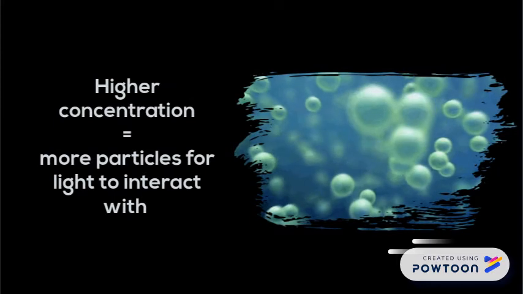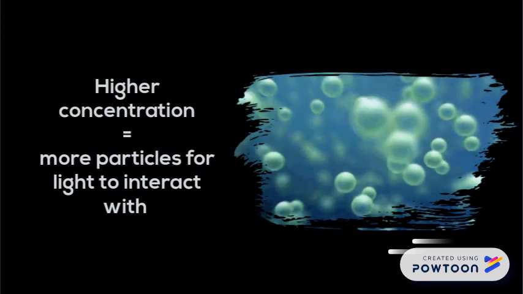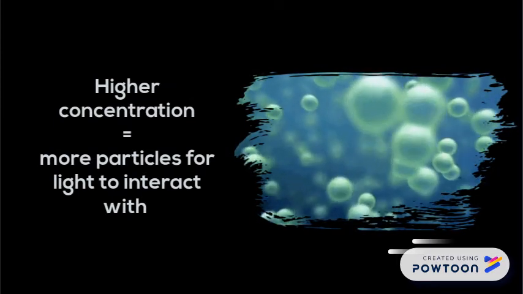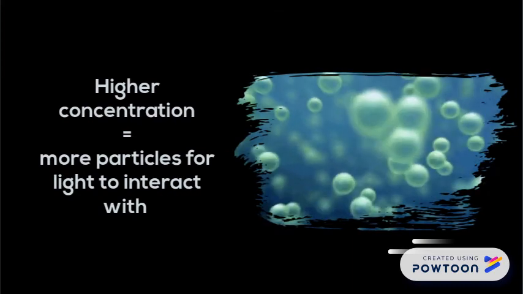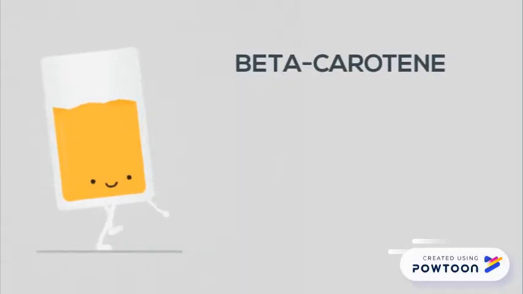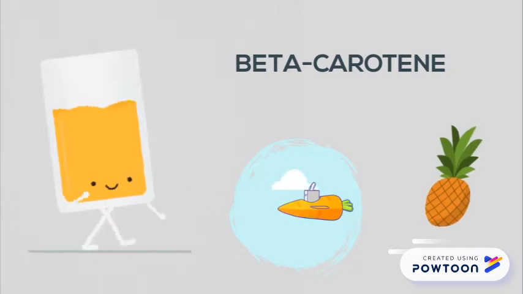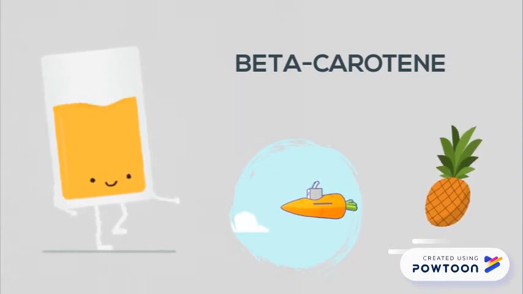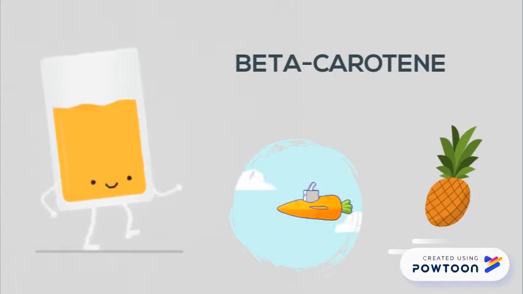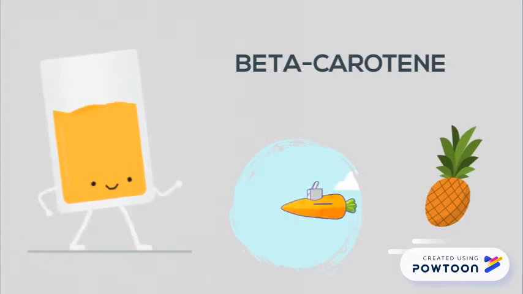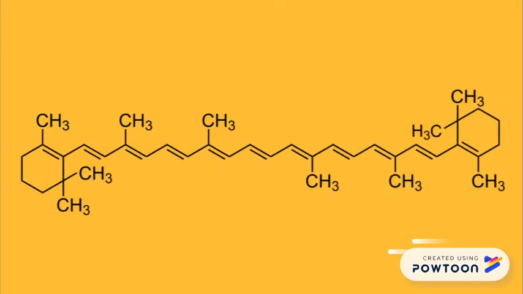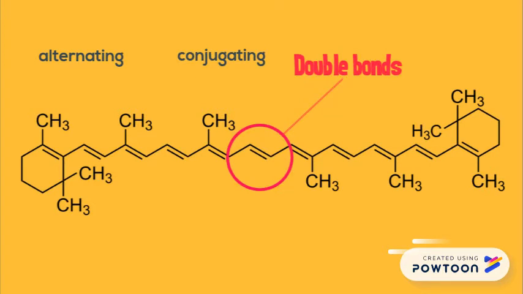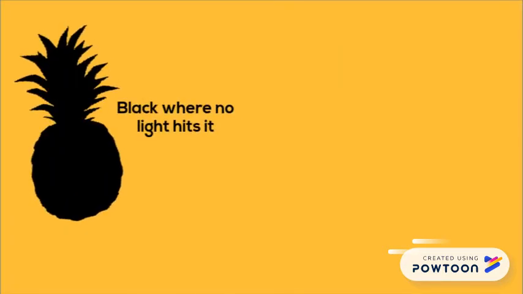This relationship occurs because when there is greater concentration, light has more particles to interact with, and therefore has a greater absorbance. Beta-carotene is the molecule that gives orange or yellow fruits and vegetables their color. It belongs to the family of carotenoids, which were first isolated in the 19th century and have been used in food colorants since 1950. The orange color of beta-carotene is due to the long chain of alternating, conjugated double bonds in the molecule.